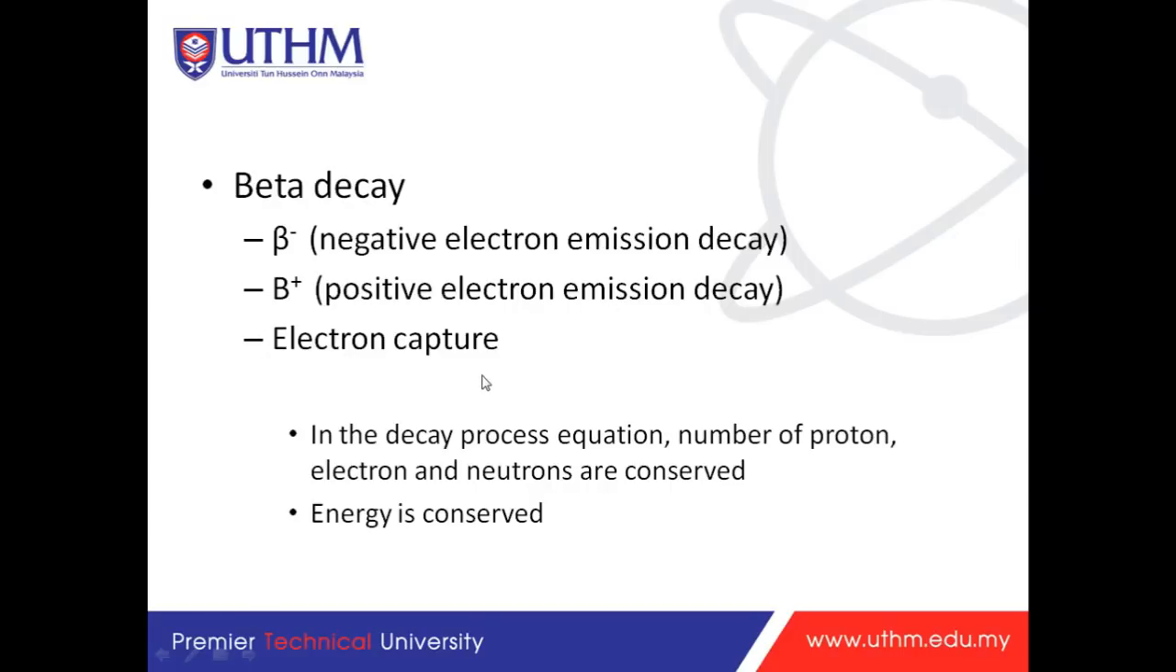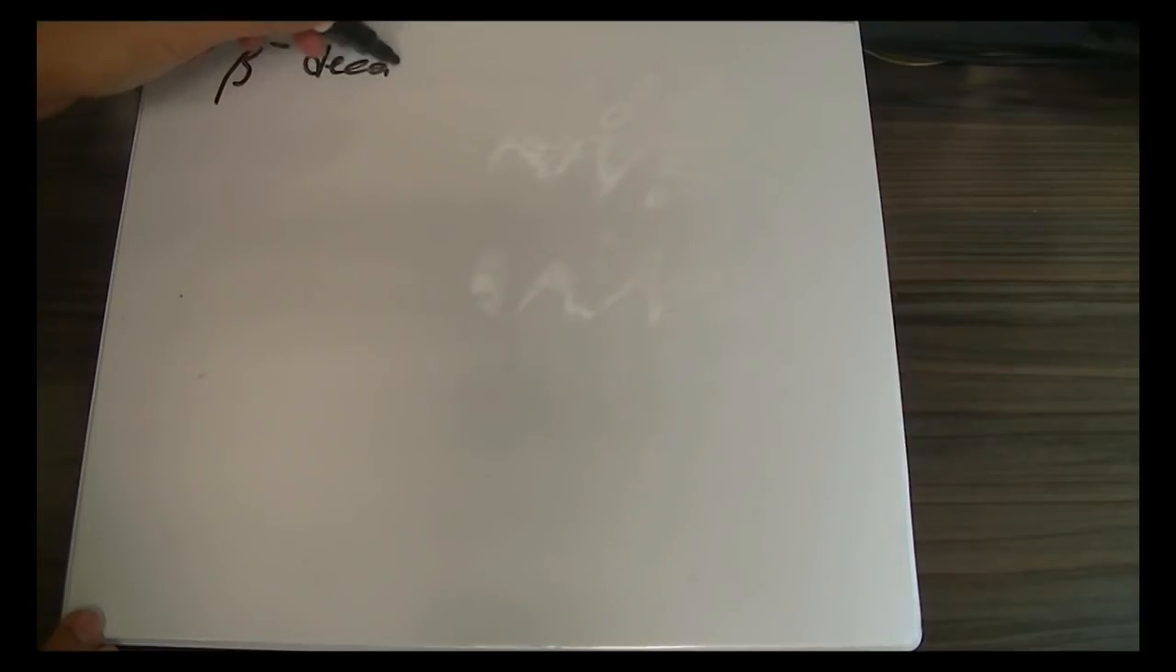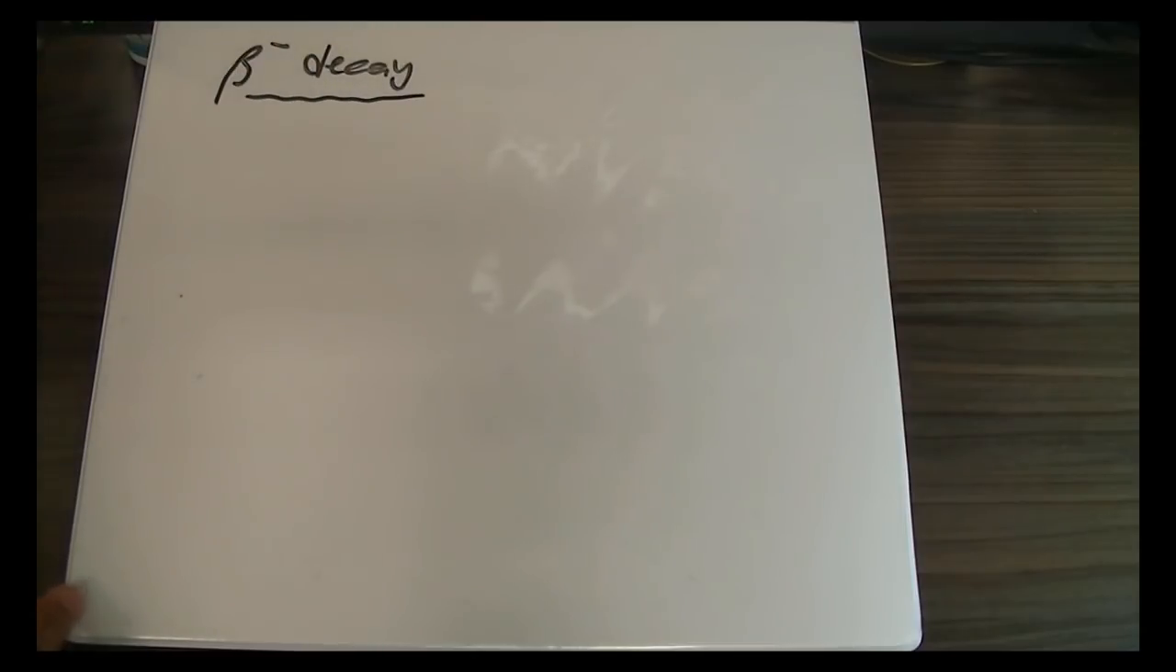electron capture. Next we will see that in the decay process the number of protons, electrons and neutrons are conserved, and the energy is conserved as well. So we start with beta minus decay, or the negative electron emission decay.